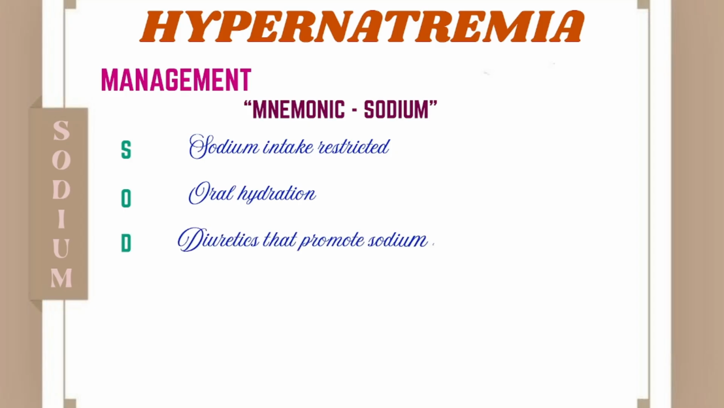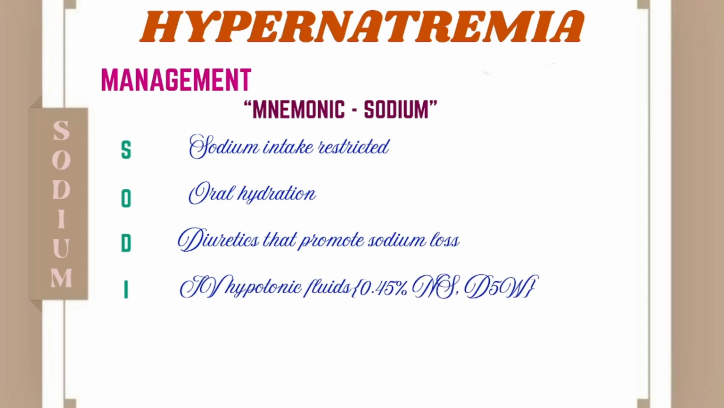D stands for diuretics that promote sodium loss. Loop diuretics, furosemide, which is most commonly given in this condition, so that sodium loss is promoted from the body and sodium balance is maintained. I stands for IV hypotonic fluids, 0.45% NS or D5W. We give hypotonic fluids so that we can dilute. Hypotonic fluids will dilute sodium, and by diluting, the sodium level will drop to normal.